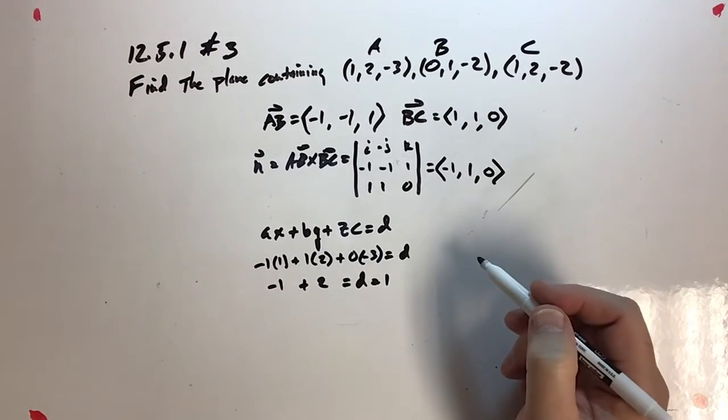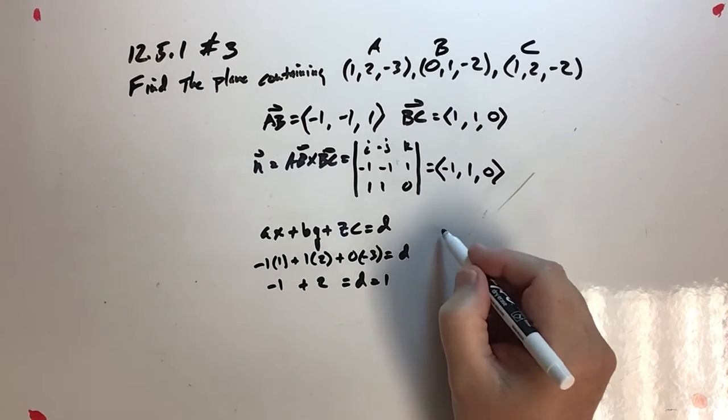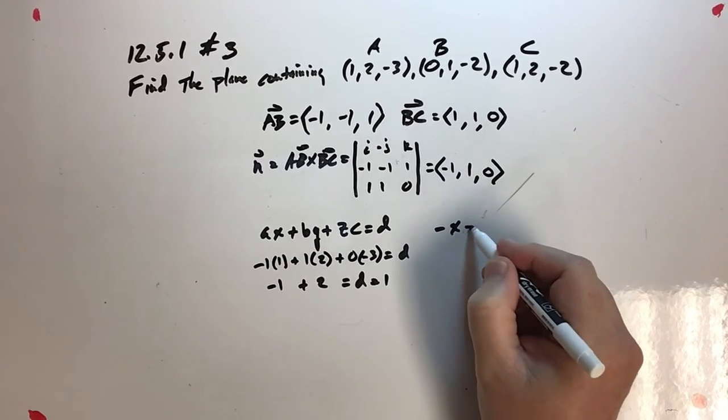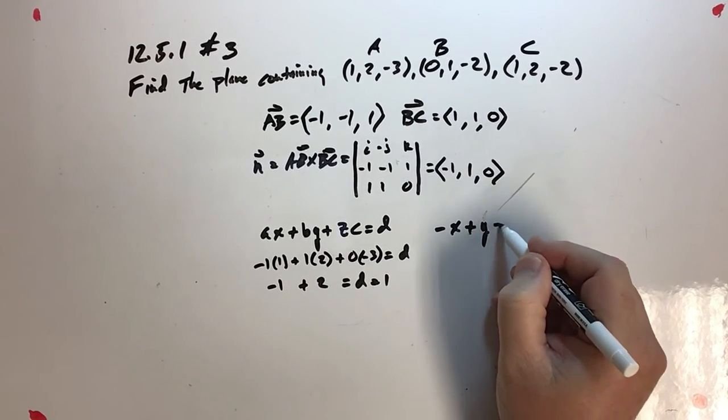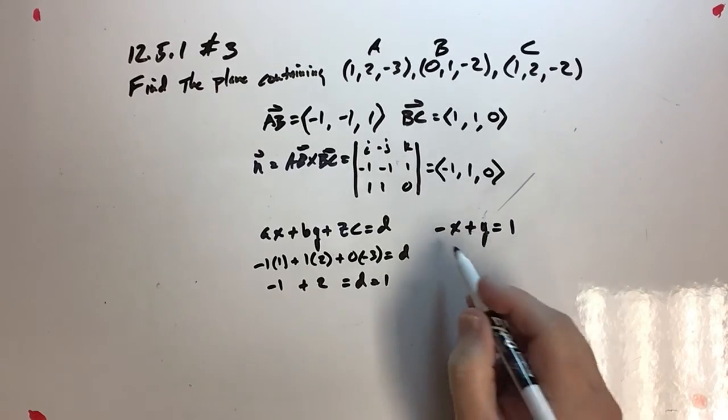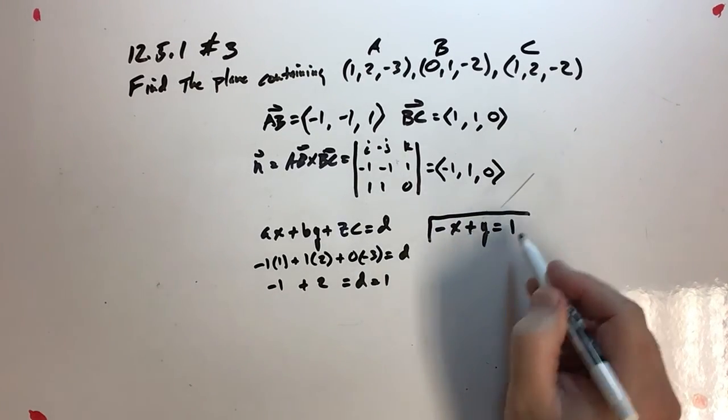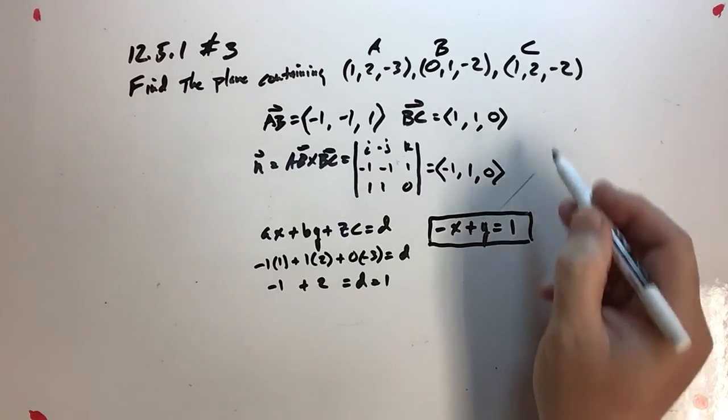So now I have the full equation. The equation is going to be -x plus y equals 1. And that's the equation for the plane that contains these 3 points.